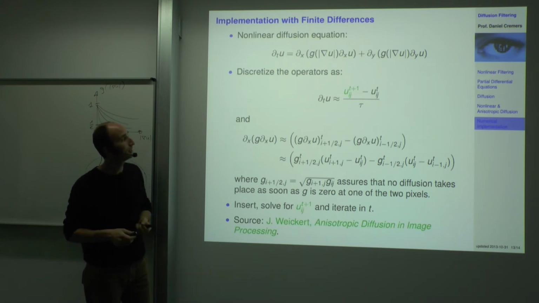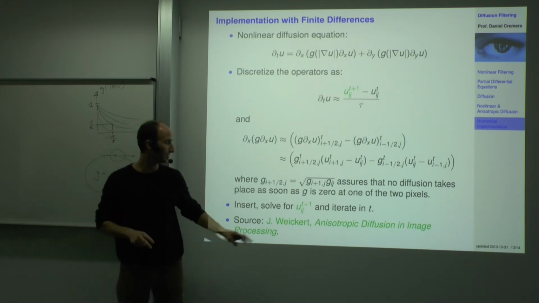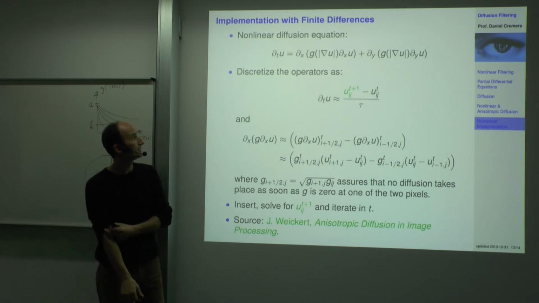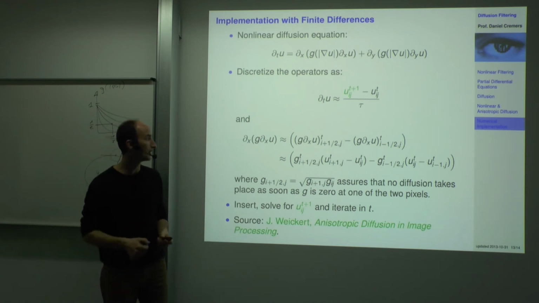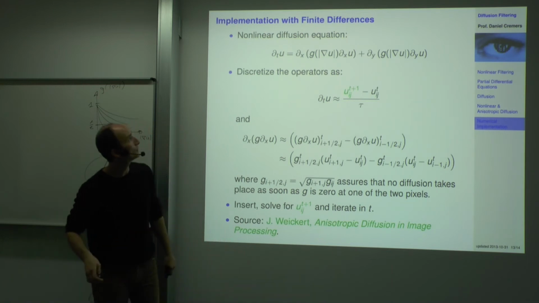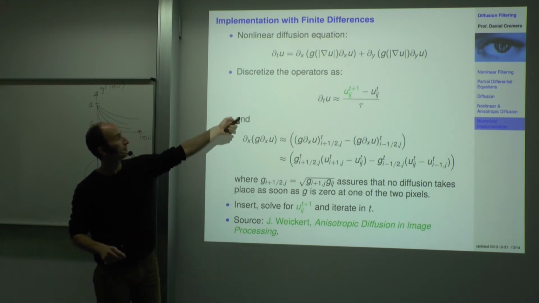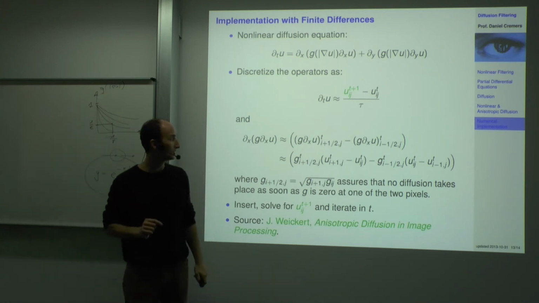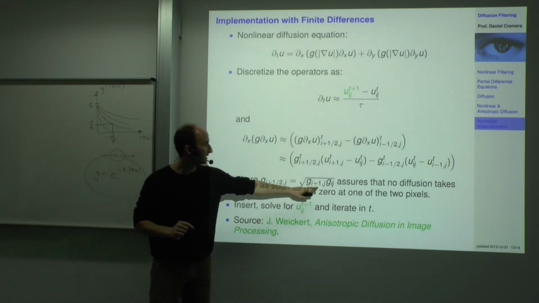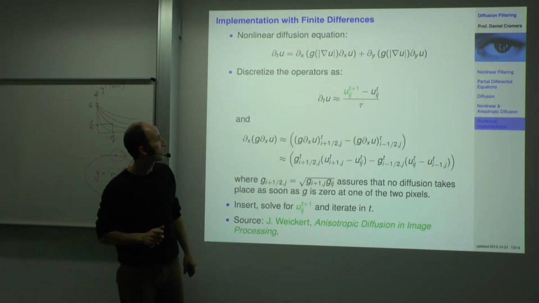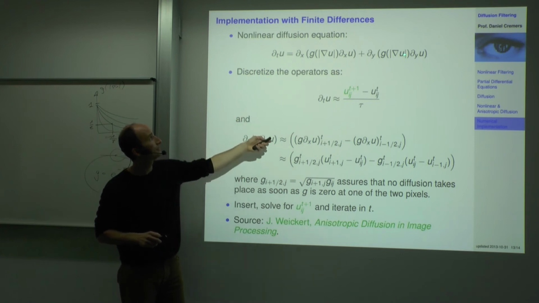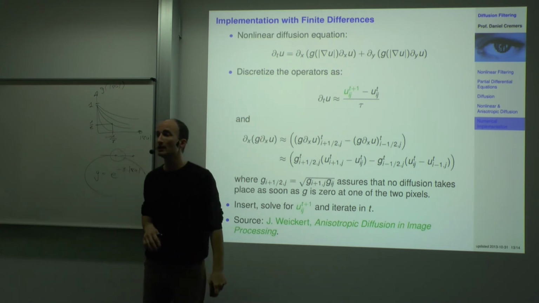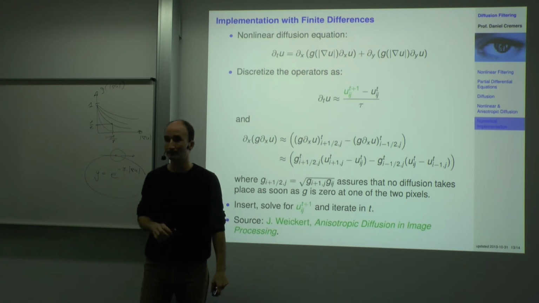What I show here is a numerical implementation that I took from that book of this diffusion process, the nonlinear diffusion process. We assume that we can compute the gradient at every pixel x, and we can compute that function g on the gradient at every location. So we have g at pixels i, j. And what we can do now is discretize this differential equation in order to implement it in the computer.